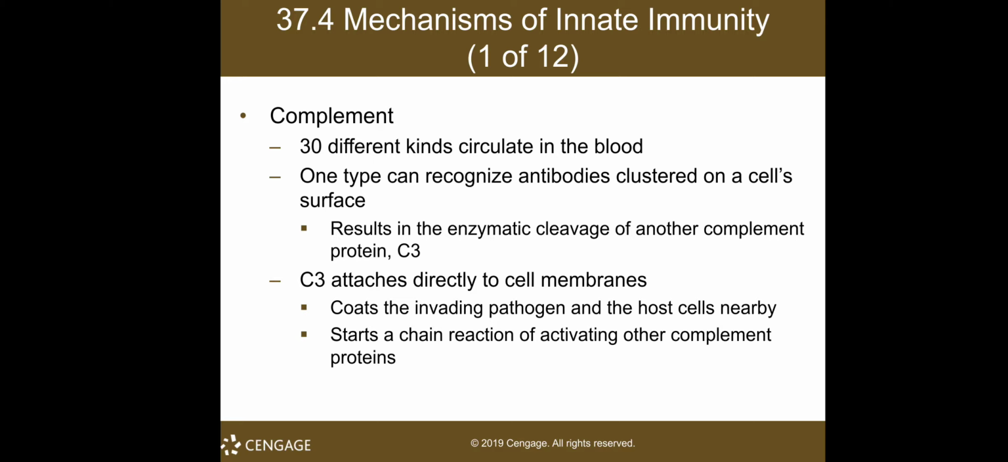C3 is another protein, different from the one that can recognize the antibodies. The one that recognizes the antibodies will first detect that there is an antibody, because the antibody is just like a homing device. It tells the immune system who the enemy is and who should be attacked. So when it sees the antibody, it activates and cleaves C3. Once C3 is cleaved, it becomes activated and moves to attach directly to the cell membranes. It coats the invading pathogen and the host cells nearby, and it also starts a chain reaction of activating the other 28 complement proteins.